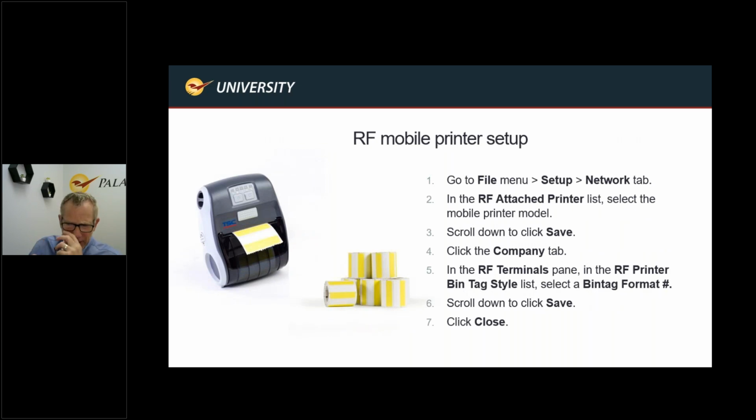Now, to set up the RF mobile printer, you go to File Setup Network tab. You select RF attached printer, you select the mobile printer model, scroll down to save, then you click on the company tab. Then you go to the RF terminals pane, and in the RF printer bin tag style list, select the bin tag format number that you want. So this is how you determine what format of bin tag you're going to use on this mobile printer. Click save, then close.